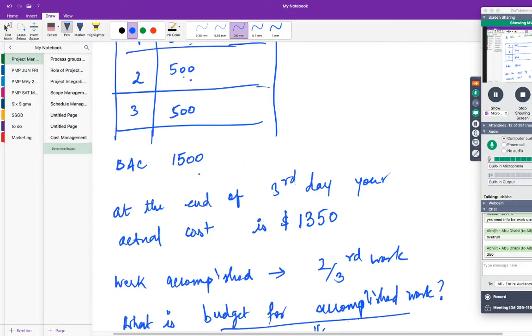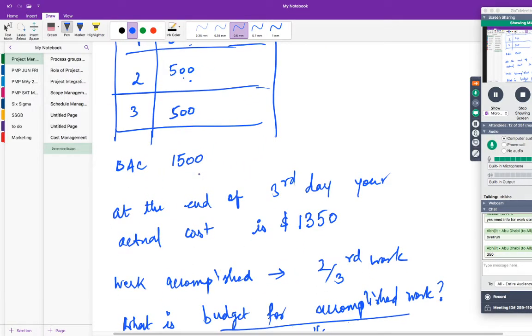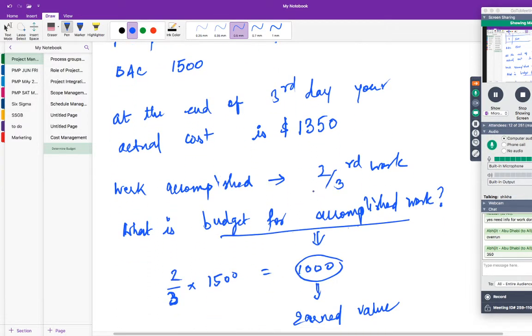On the third day, what is your scheduled work? The whole 100%. For that 100% of work, what is your budget? 1500. You get that? But that is not what you require as a base value. What you require is the budget for the accomplished work, not for the scheduled work. You get this point? It is the budget for the accomplished work.